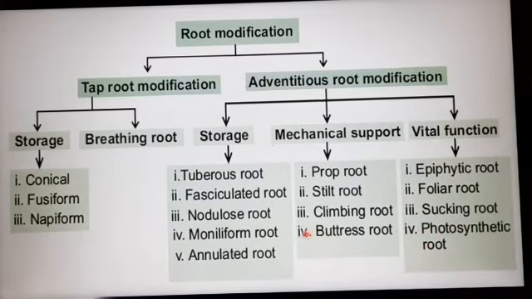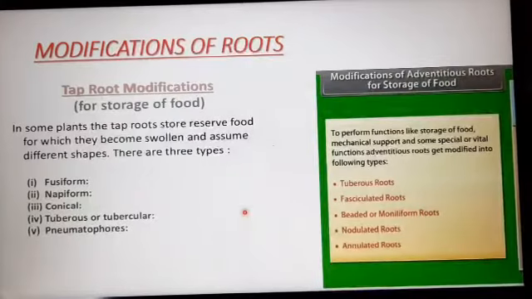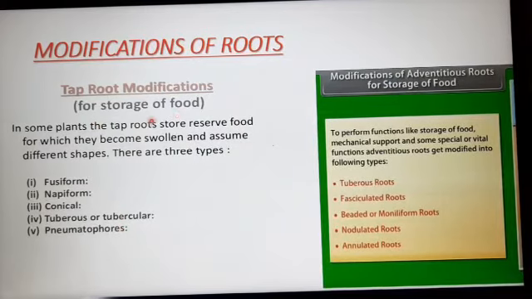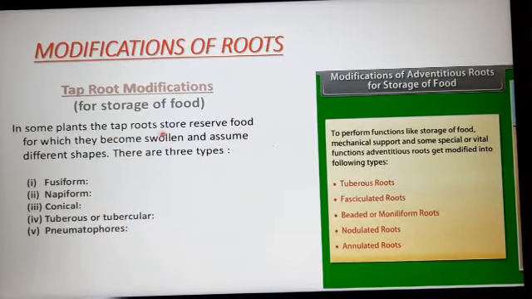Students, today we are going to discuss the modification of root which is given in your NCERT book. So modification of root, firstly we read the taproot modification for storage of food. In some plants, the taproot stores reserve food, for which they become swollen and assume different shapes. Because of storage of food, they have different shapes. Mainly there are three types. Here we are talking about fusiform, napiform, conical, tuberous and nodulated roots.